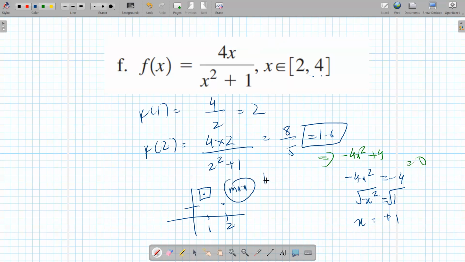It must be a local max because they've given you an interval. It must be a local maximum. Because if it was a local minimum, you can put any points from 2 to 4. You can put 2.5, 3.5. Any of these numbers would have given you a lower y value than what you have right now. So that point, when x value is 1, when the y value is 2, must be the local maximum in this interval for this rational function.